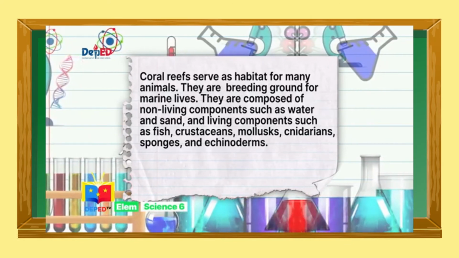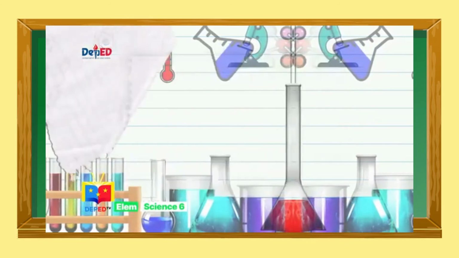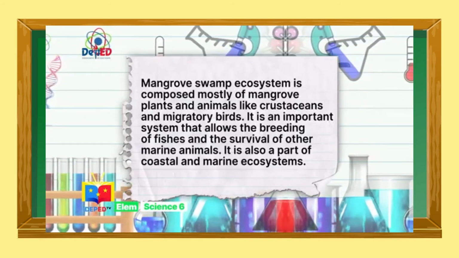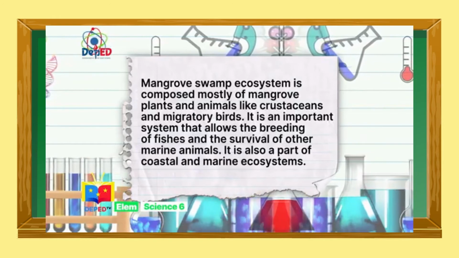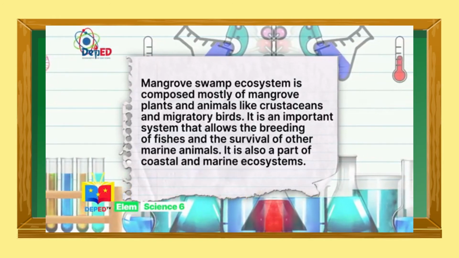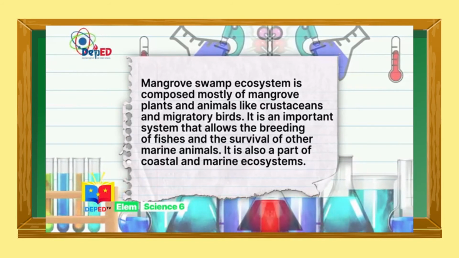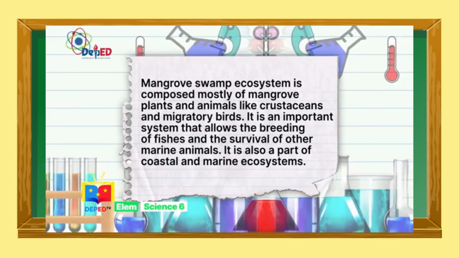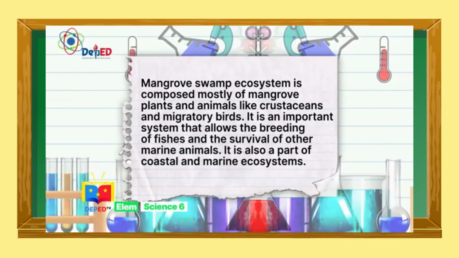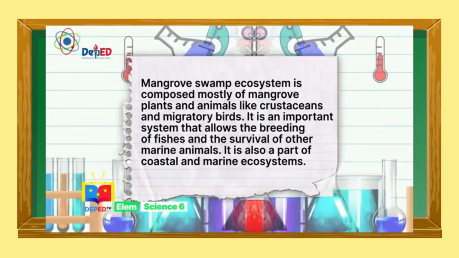sponges, and echinoderms. Mangrove swamp ecosystem is composed mostly of mangrove plants and animals like crustaceans and migratory birds. It is an important system that allows the breeding of fishes and the survival of other marine animals. It is also a part of coastal and marine ecosystems.